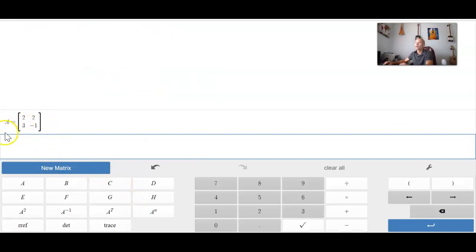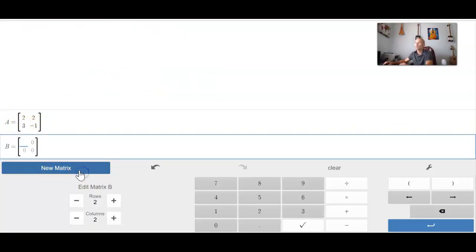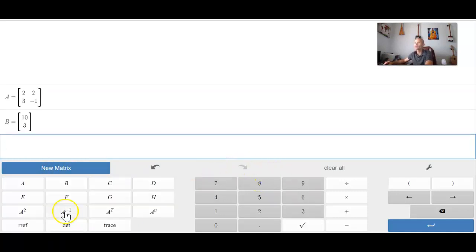Okay, so here I've just defined the A matrix, 2, 2, 3, negative 1, and now create a new matrix, but I think I want to call it B. I could change its name if I wanted to, but I want to only have one column, and that's just going to contain the constants. So press enter, and what I want to do is multiply A inverse. I can't just do that, I need to do A inverse.